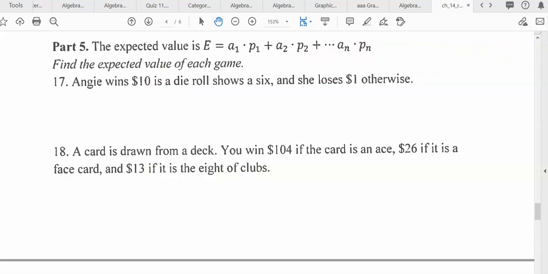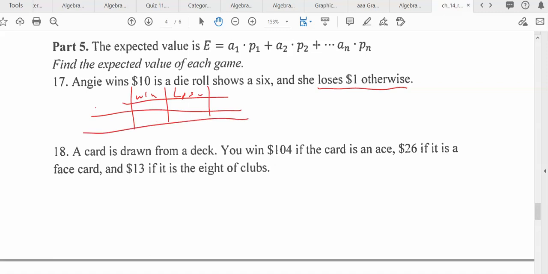Angie wins $10 if she rolls a 6, and she loses $1 otherwise. So we're going to find the expected value. There is a win column and a lose column, and we're going to have amounts and probability. So she could win 10, she could lose 1. The probability of winning 10, if she rolls a 6, is 1 out of 6, and this would be 5 out of 6.